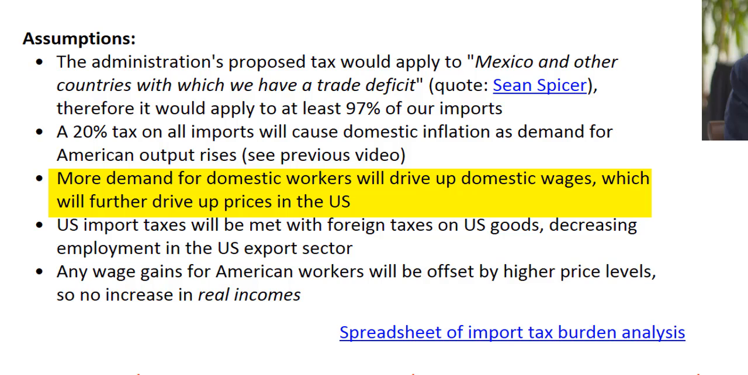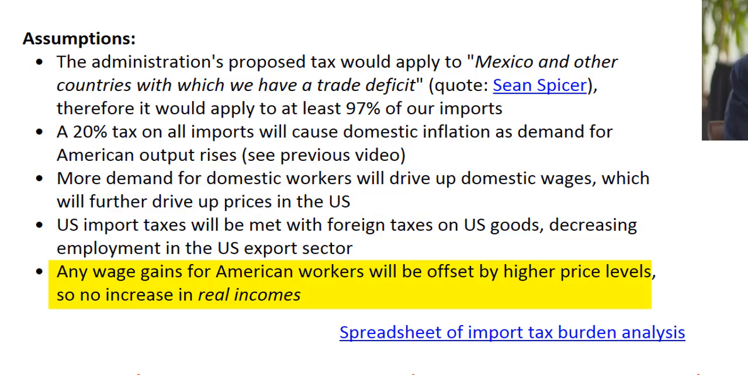United States. More demand for domestic workers will drive up nominal wages, which will further drive up prices in the United States. So one thing that's important to point out is that even though wages might rise in the United States in terms of the dollar amount that working people earn, because there's more demand for their labor in factories, the prices of everything we buy also increases. This means that American real incomes are not positively affected and might in fact be negatively affected if the rate of inflation resulting from taxing imports, that's 1/6 of what we buy in America, and rising wages cancels out the increase in the dollar amount that workers are earning.